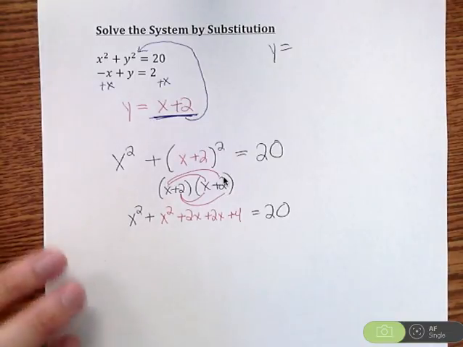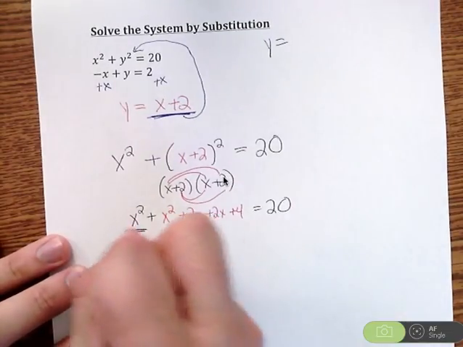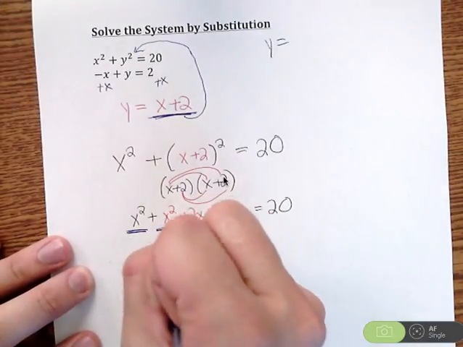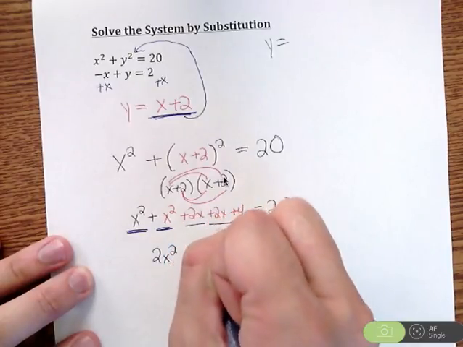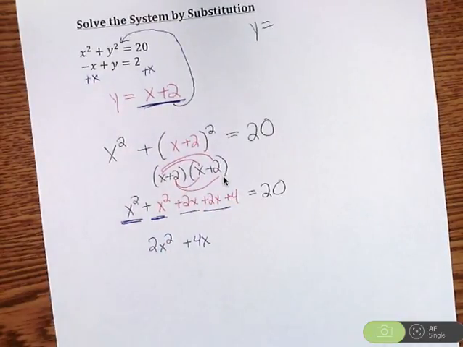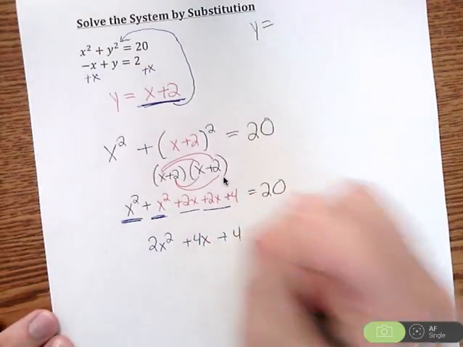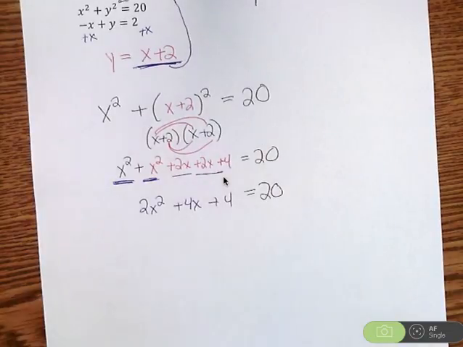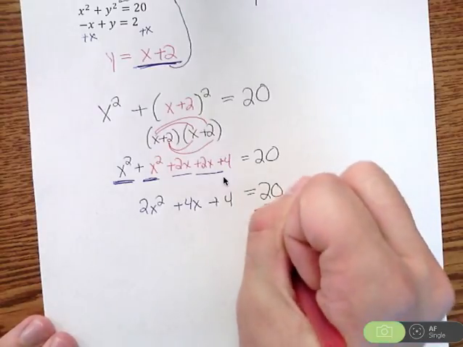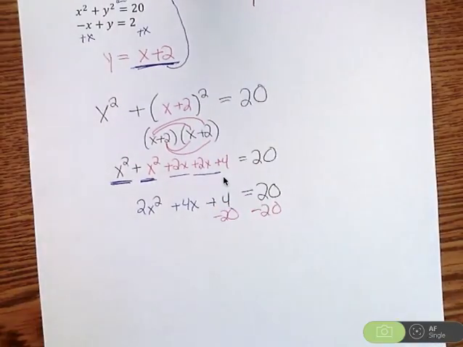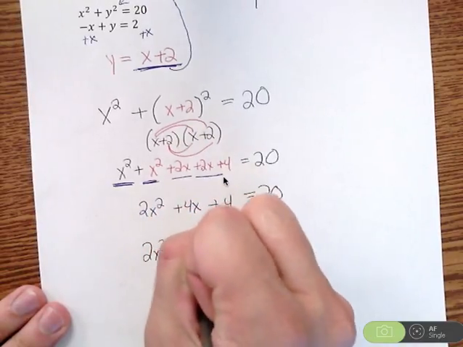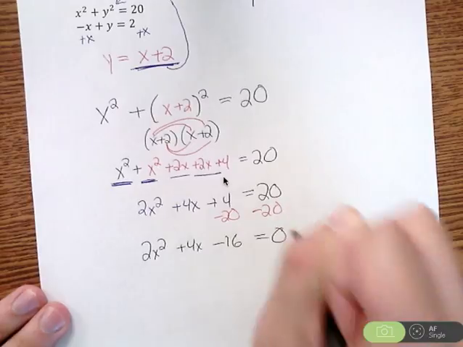Next, I need to combine like terms. So I have an x squared and an x squared, a 2x and a 2x. So I have 2x squared plus 4x. Still have the plus 4 equals 20. If I'm going to solve this quadratic, I need to get it equal to 0. So subtract 20, subtract 20. And that leaves us with 2x squared plus 4x minus 16 is equal to 0.